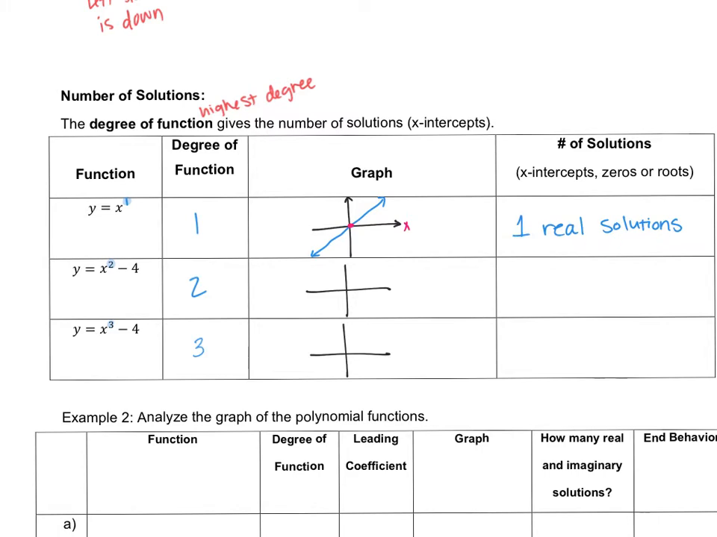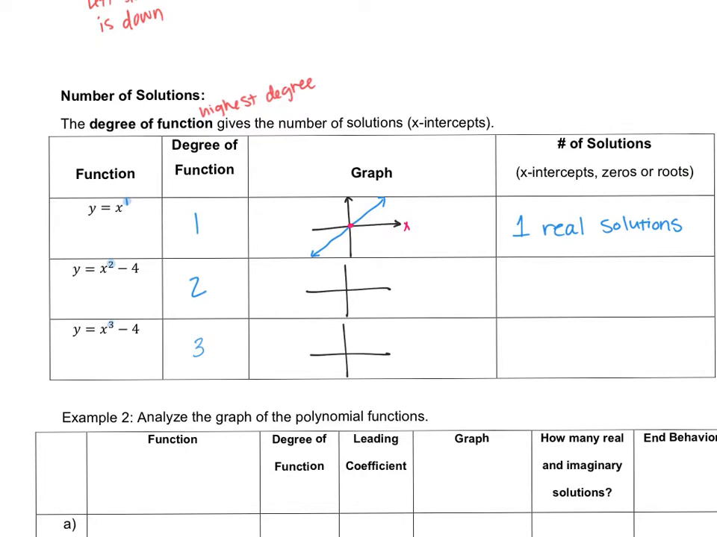So there's one real solution. Now I want to explain why they're called zeros. The reason they're called zeros is that's where y equals 0 on the x-axis. That's why x-intercepts are also called zeros. It's weird, but that's just vocabulary.